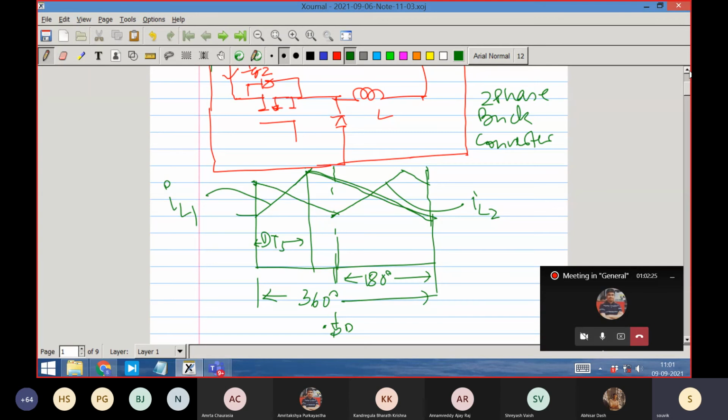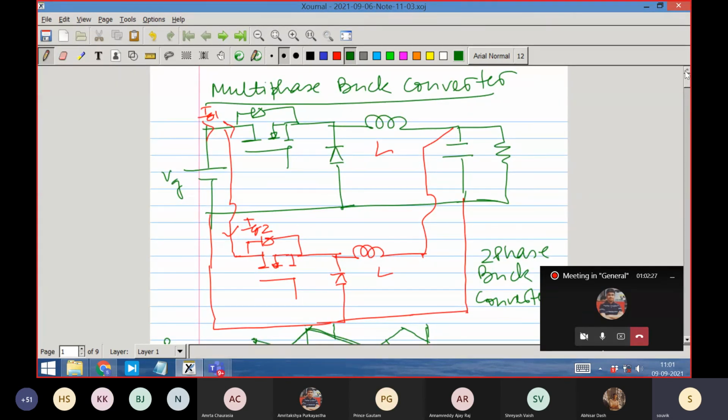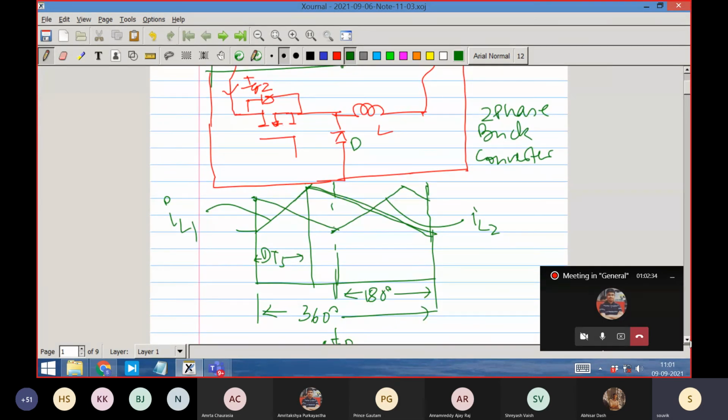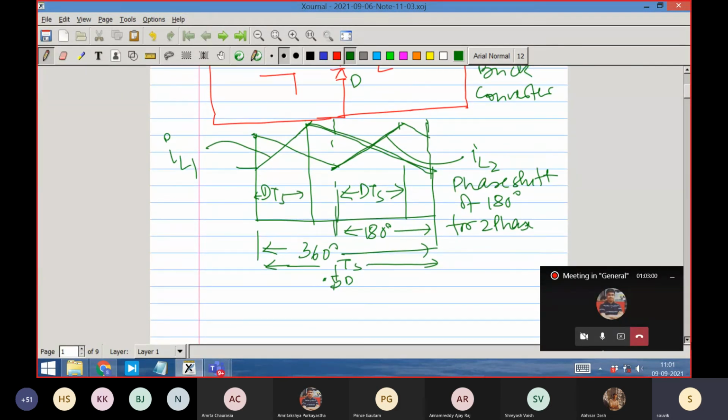All of them have the same inductor. The inductor value is not different, identical. All the component ratings are identical. The switching pulse is also identical. The same duty ratio DTS will be applied here, this is also DTS, this is also DTS. The overall period is called TS. However, there is a phase shift of 180 degree for two phase. If it were three phase, the phase shift would be 120 degree. If it were four phase, the phase shift would be 90 degree.